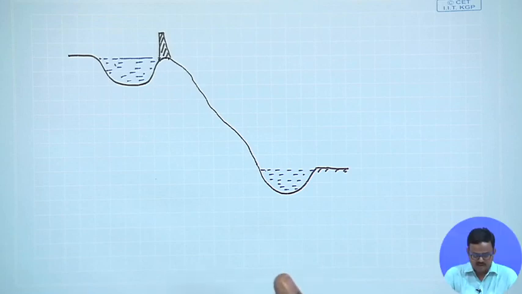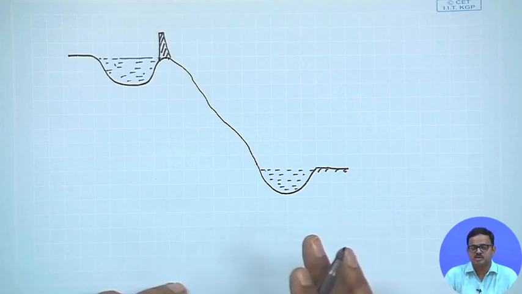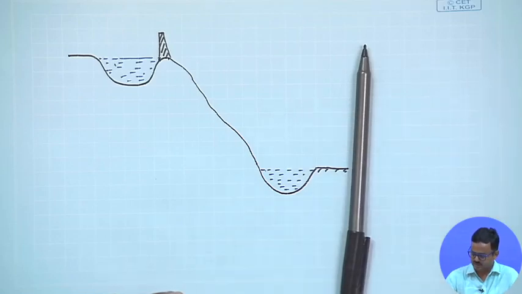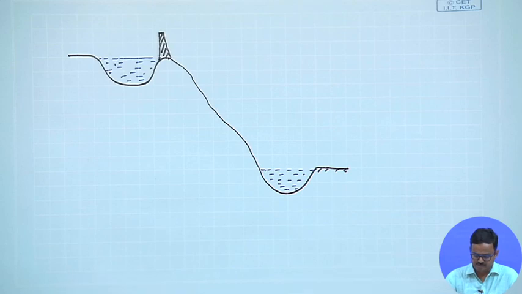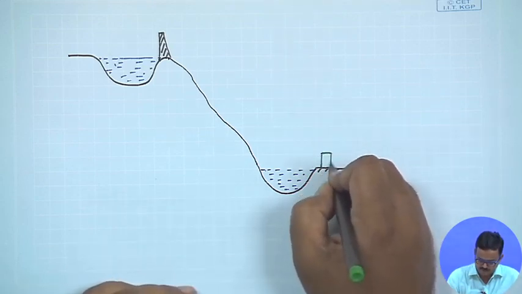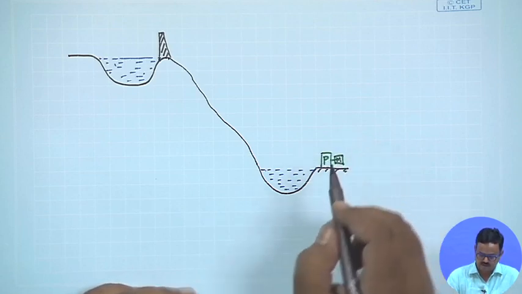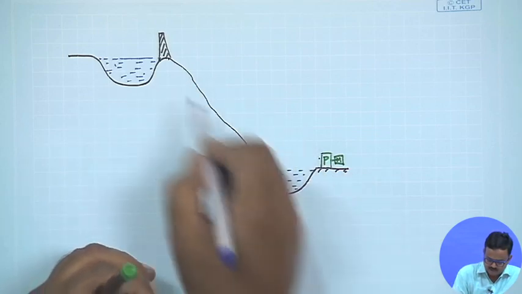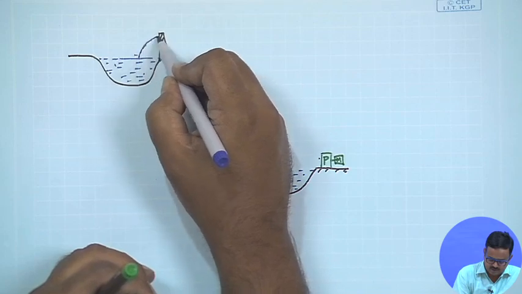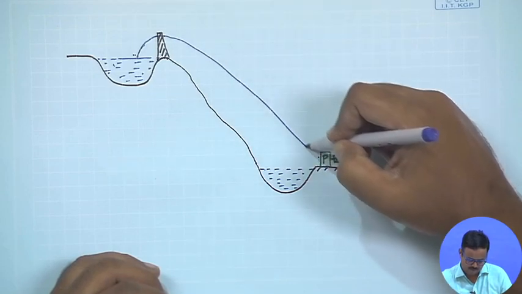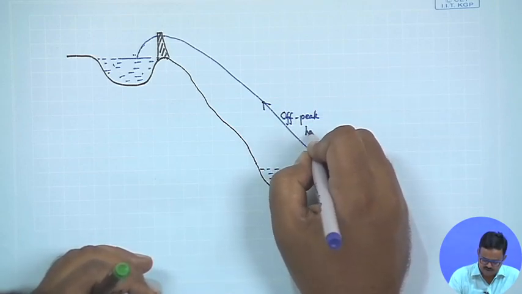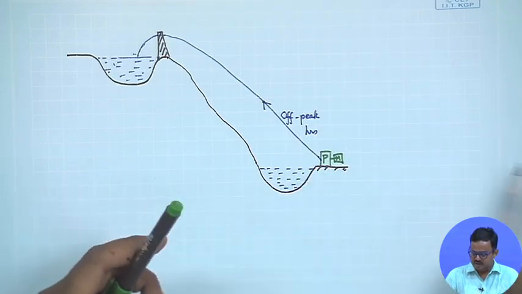Now, what happens over here is that during the off peak hours, I am going to use the additional electricity that I have at my disposal to run a pump that is going to pump up the water from the lower reservoir to the higher reservoir. So, during off peak hours, I will have a pump. Let us say this is a pump connected to a motor, and during off peak hours, the water from the pump will be transmitted. I am just showing it in a schematic. So, this is during off peak hours.